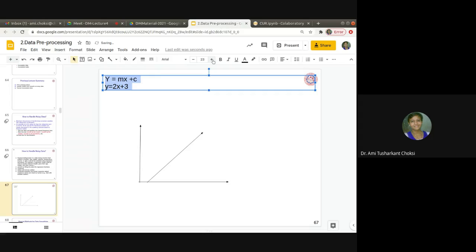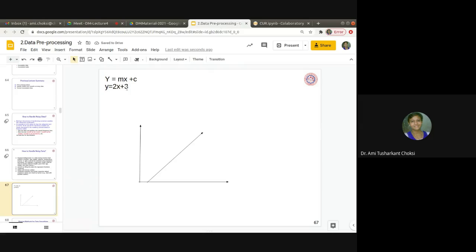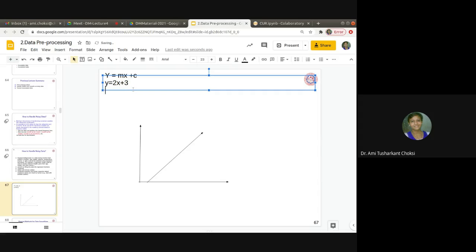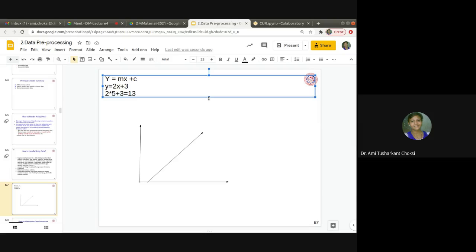Now what happens? For any unknown value of x, let's say x is 5, can we find y? Obviously, yes. We just have to put it in this particular equation, that is 2 multiplied by 5 plus 3. So 10 plus 3, that is equal to 13, right? Something like this we used to do, isn't it? In our school days, we used to do all these things. Isn't it? So, is it the same here? No, it is not. So, what are we doing here?